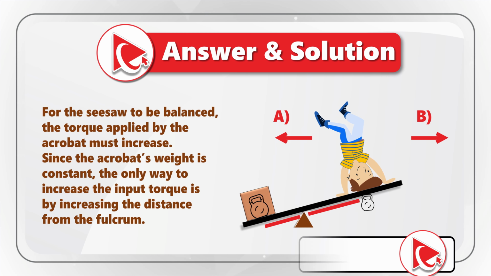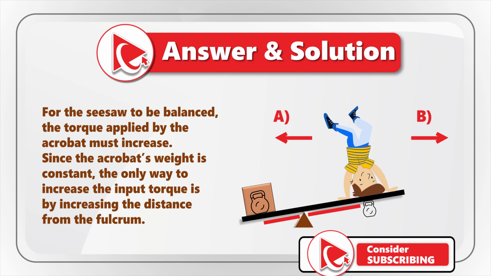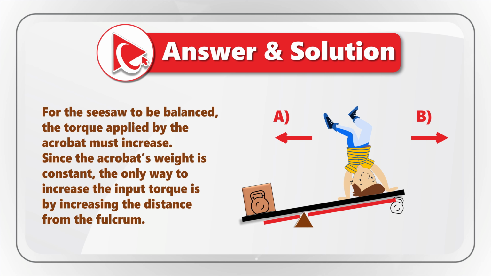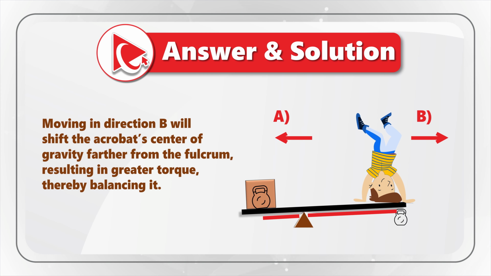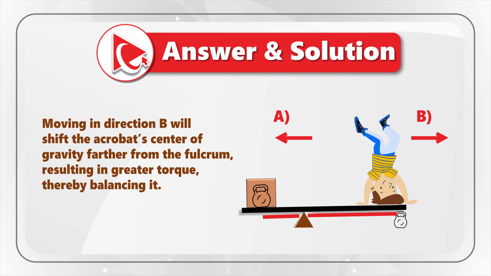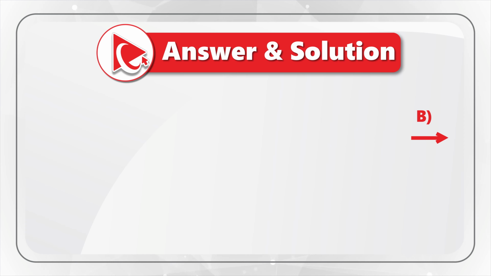For the seesaw to be balanced, the torque applied by the acrobat must increase. Since the acrobat's weight is constant, the only way to increase the input torque is by increasing the distance from the fulcrum. If the acrobat moves in direction B, this will shift the acrobat's center of gravity further from the fulcrum, resulting in a greater torque, thereby balancing it. So the correct answer here is choice B, moving the acrobat to the right.